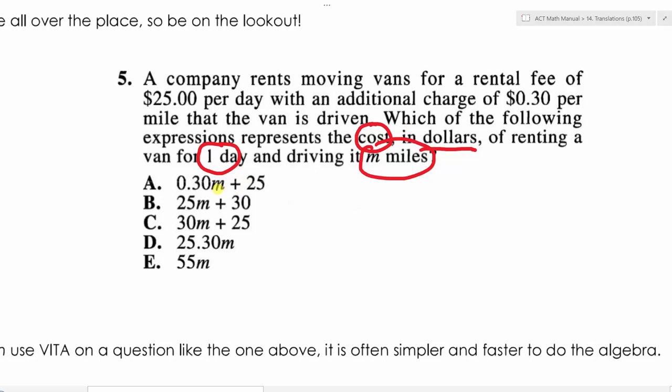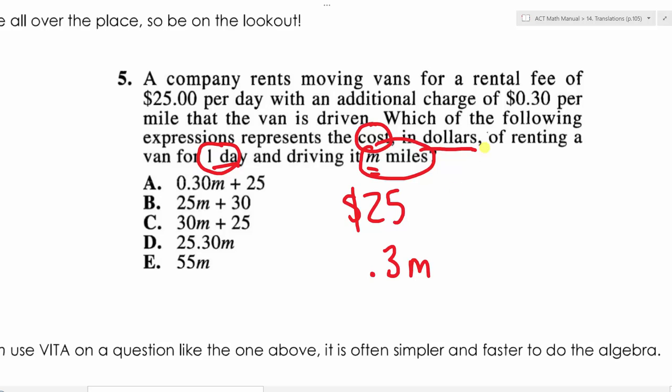So I'm going to pretend that I don't even see these answer choices here, and I'm going to translate this. So the rental fee is $25 per day, and we're doing it for 1 day. So we know that we've got that $25 charge already. And then it's 30 cents or $0.3 per mile that the van is driven. So if I drive M miles, I will be paying a total mileage fee of 0.3 times the number of miles that I drive. 0.3 times M.